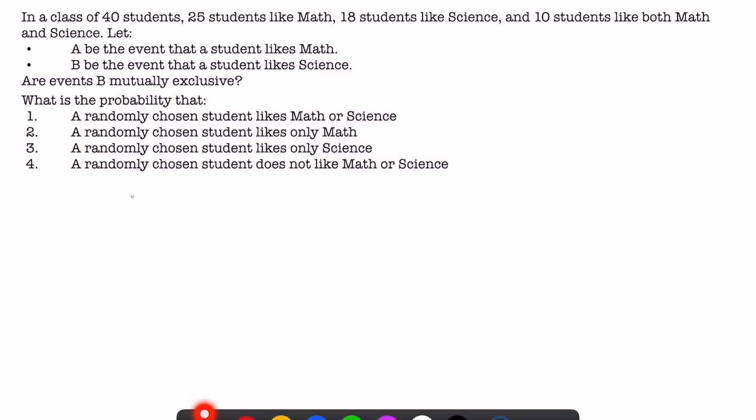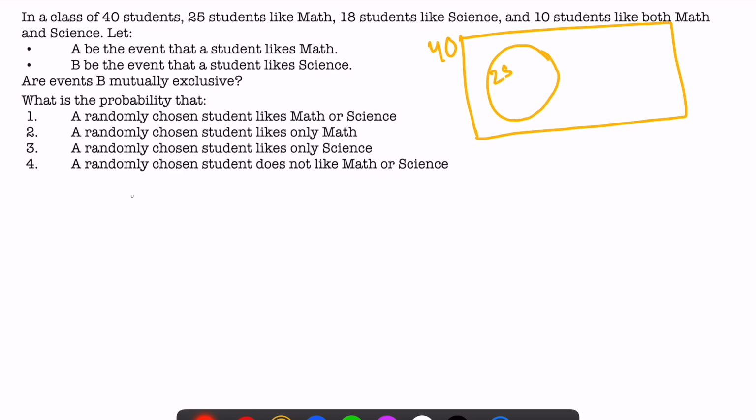Let's find out. First, let's draw a Venn diagram. So there are 40 students in total. 25 students like math, 18 students like science, and 10 students like both math and science. So they are not mutually exclusive because they have this area in common, right? So there are few students that both like math and science.